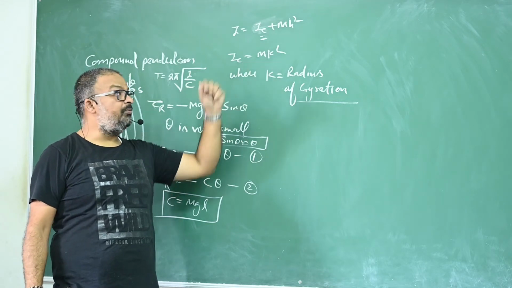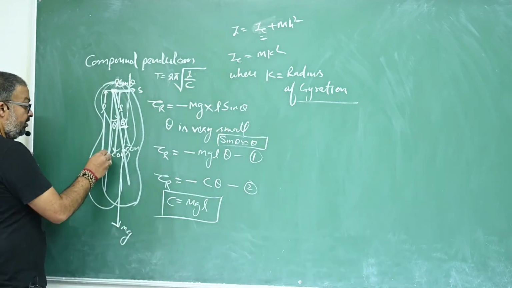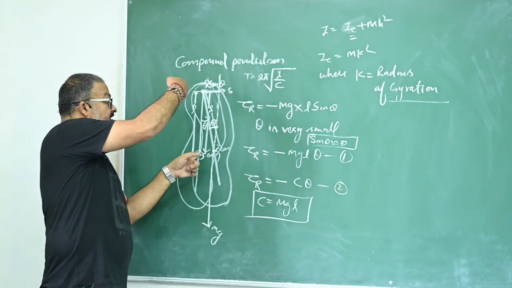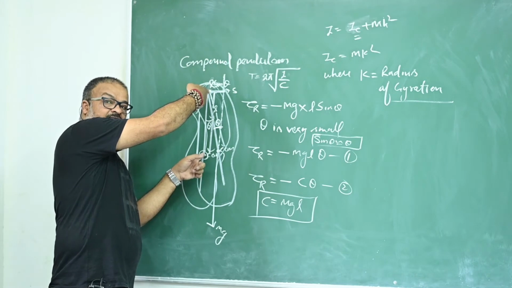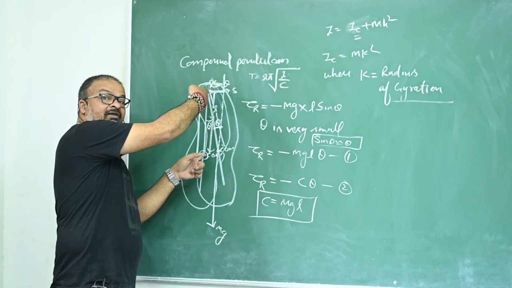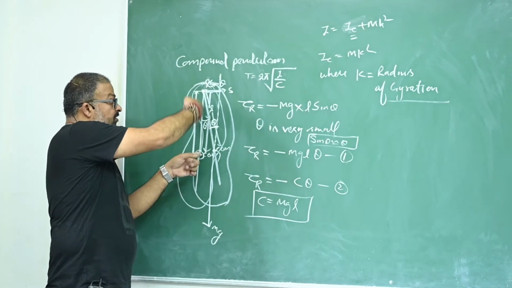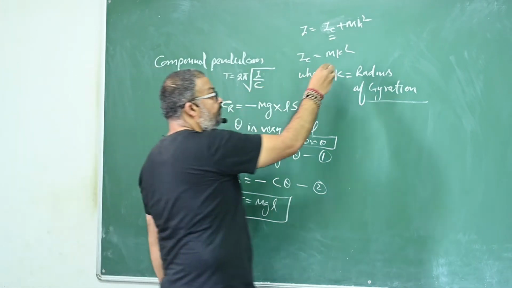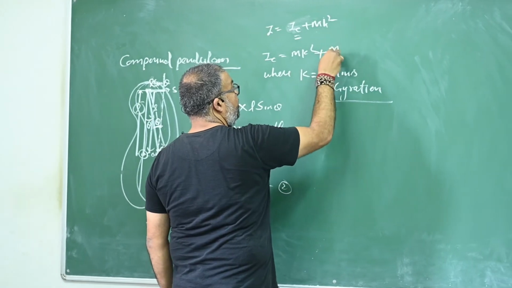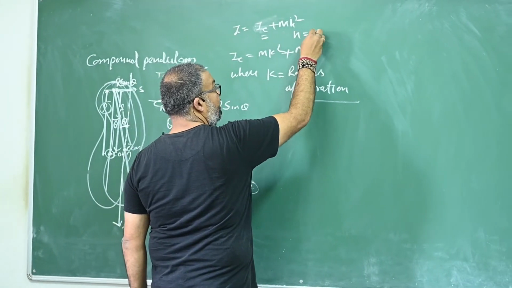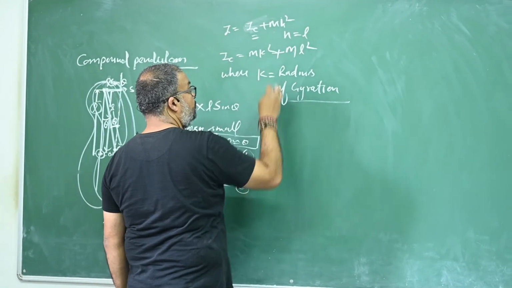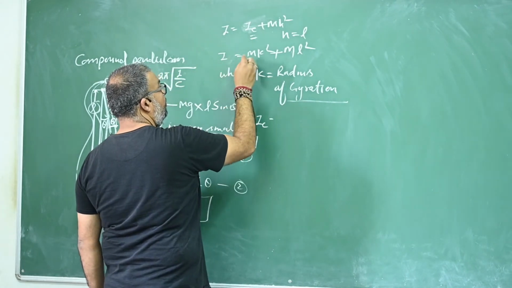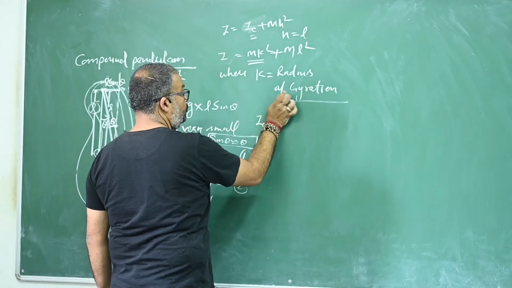So this is mk square plus, this is the center of mass. This is an axis which is passing through the center of mass. This is the actual axis of rotation where this rigid body is suspended, and the parallel distance between these two axes is L, right? So I will say plus m as it is, and distance between the parallel axes is L, so it will become L square.